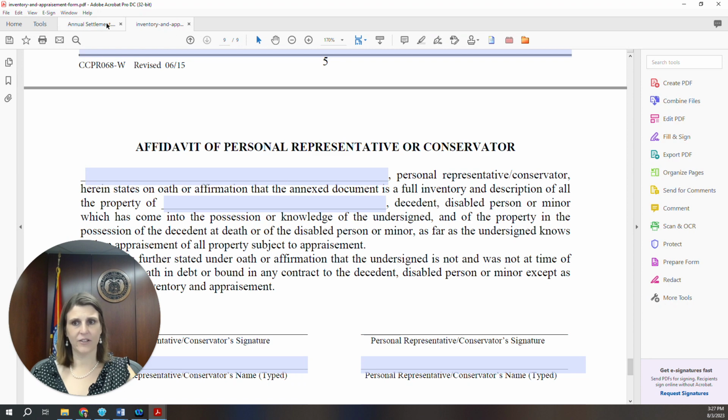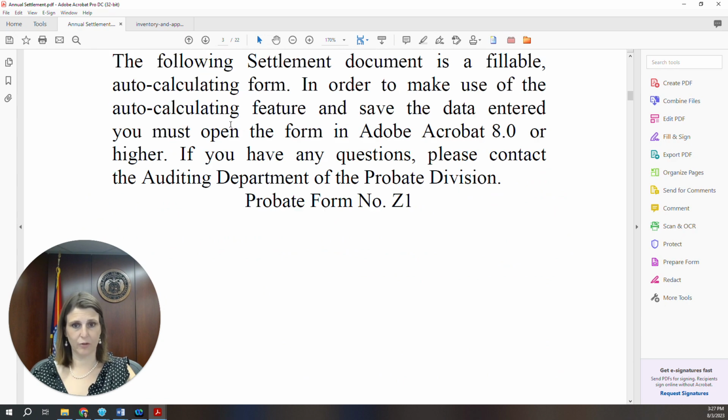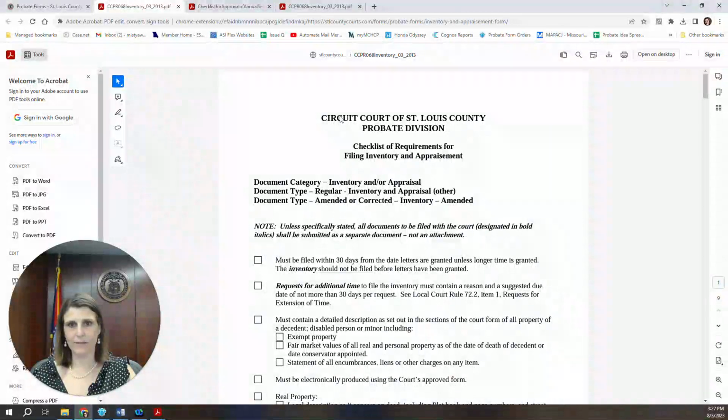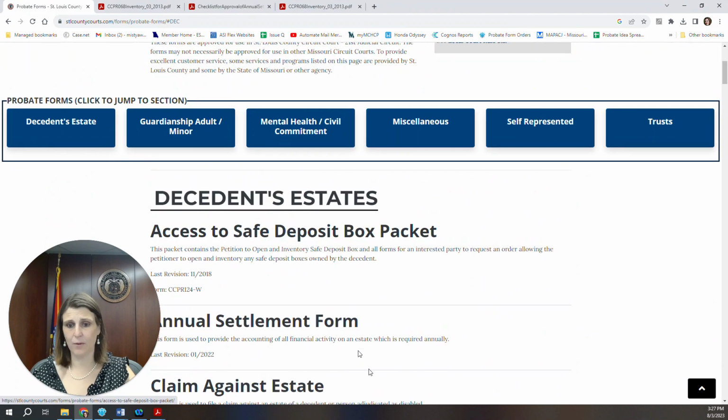So then you have your inventory, move on to your annual settlement, okay? So your annual settlement, again, you're only listing personal property, okay? So again, you're going to go over to our website, you're going to find the annual settlement form, which is actually almost at the very top.